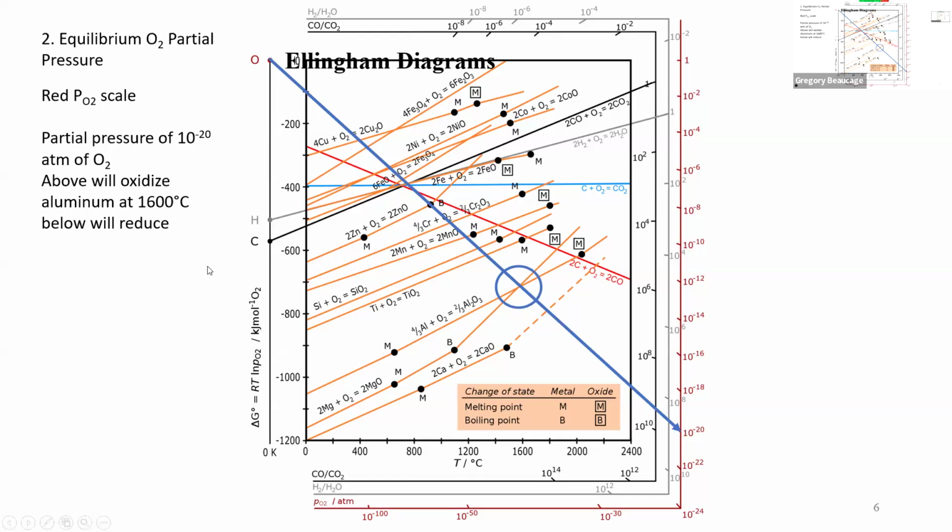So this is how you do it. It has these things, OHC over here, right? I didn't mention that, but basically you pick the pressure you want, like 10 to the minus 20, and you draw the line and connect it. Then say if you're doing aluminum, if you want partial pressure of 10 to the minus 20, then you need to heat aluminum metal to like 1600 C.